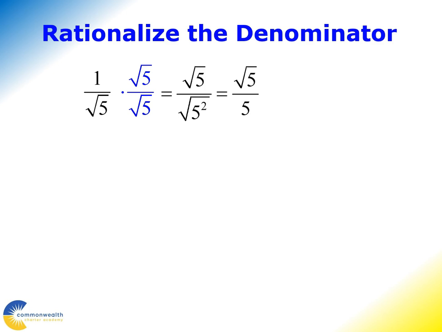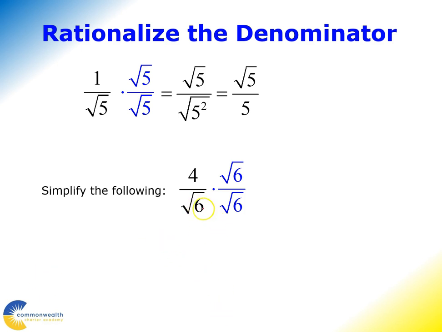Now you try the same thing for the following. Try to simplify 4 over the square root of 6. Well, if you want to rationalize the denominator on this, I'm going to multiply this fraction by the square root of 6 over the square root of 6, because multiplying square root of 6 by itself is squaring a square root, which ultimately will make it cancel.